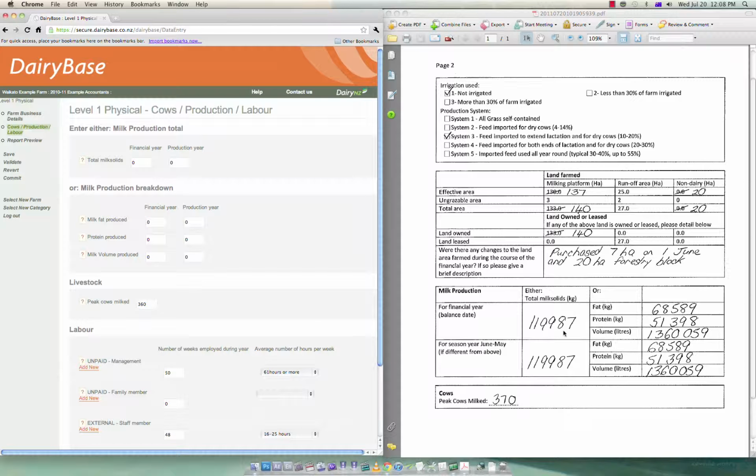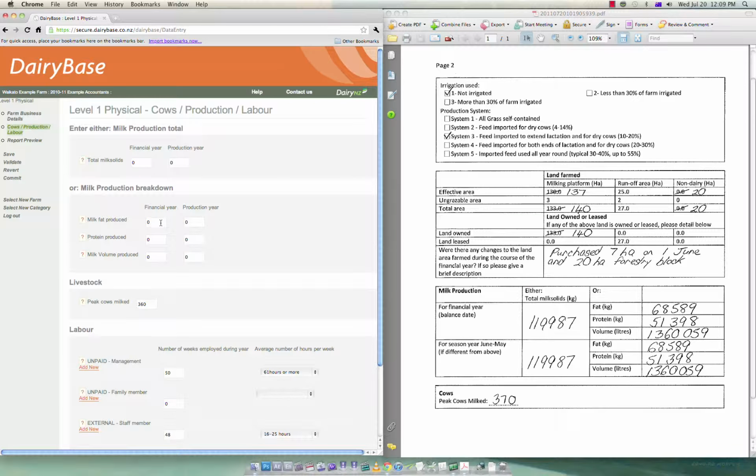Now we look at the milk production. The milk production is the milk produced for the financial year as well as the milk for the production year. The production year is from the 1st of June to the 31st of May for dairy-based purposes. If the farmer has financial statements that finish on the 31st of March, they would need to obtain any further production that they've completed since that stage, and they could do this usually from their milk dockets or from the Fonterra or other dairy factory websites.